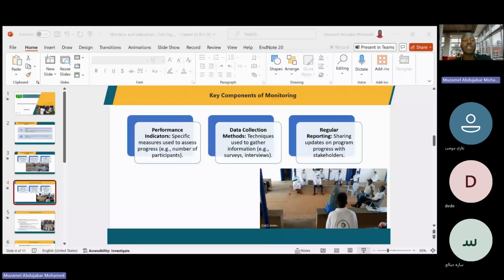When you develop your indicators about your project, that means you are tracking. This is the second objective: you develop your indicators.